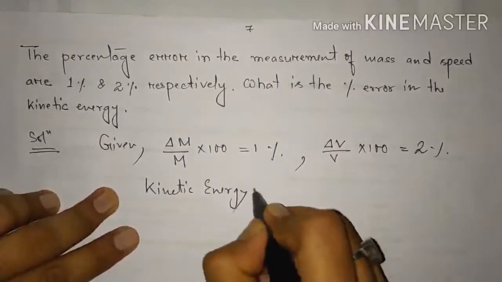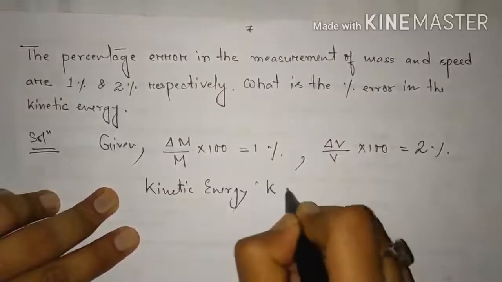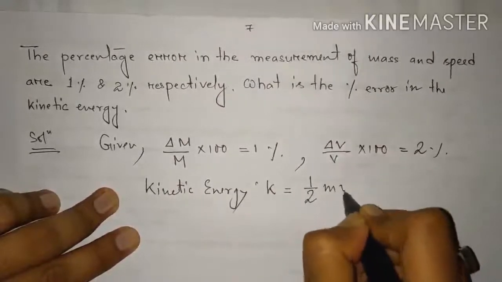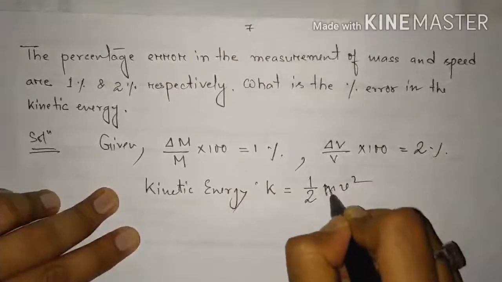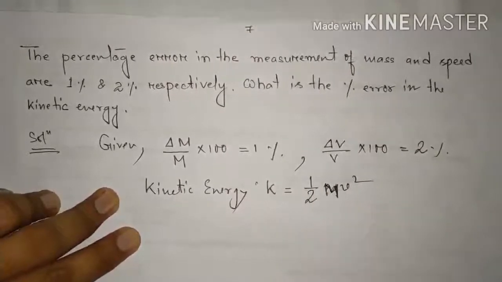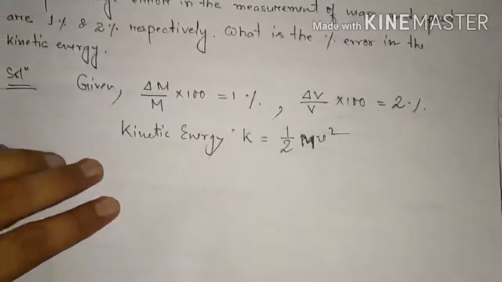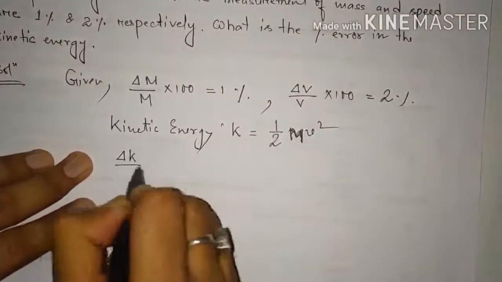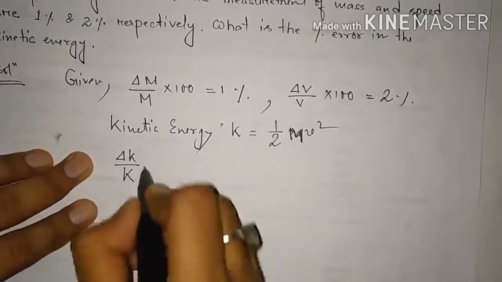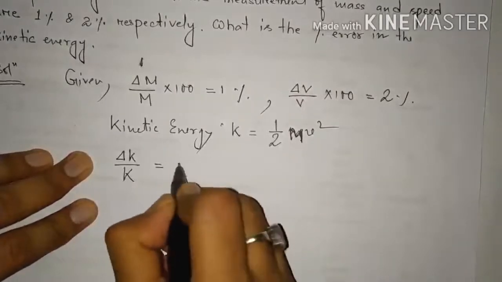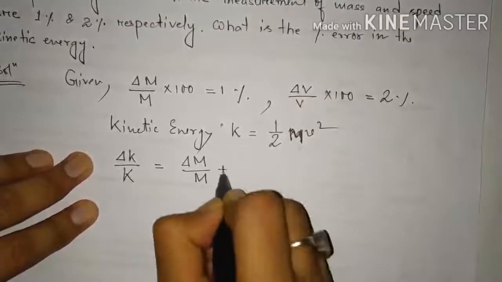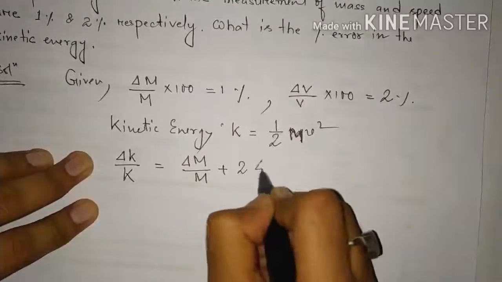Let us denote kinetic energy by K. So K is equal to, we know the kinetic energy expression, half mv square. Now if this is the expression of kinetic energy, then what will be the expression of delta K by K? Delta K by K will be delta m by m plus power of V is 2, so 2 delta V by V.